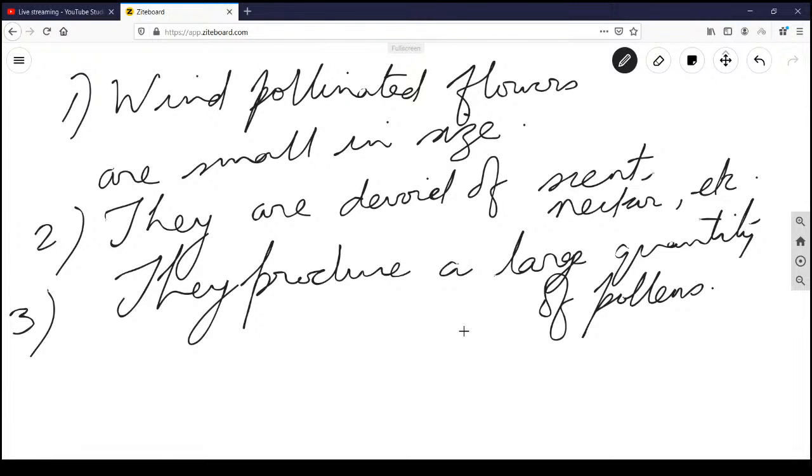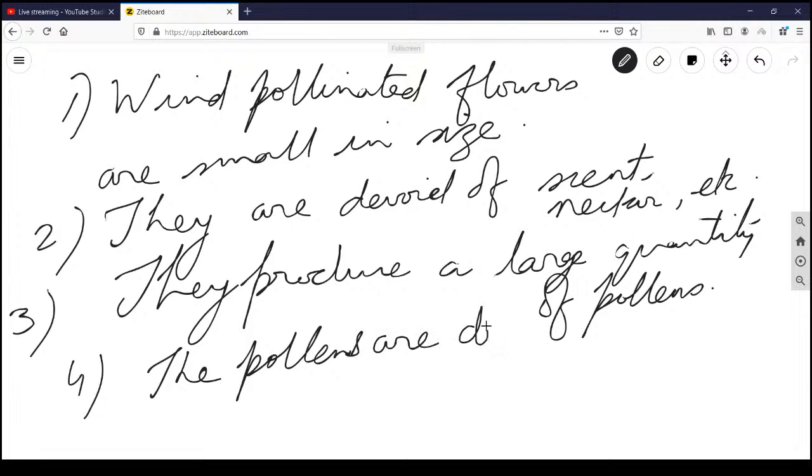Then the pollen grains are dry and unwettable, because they need to be carried through the wind, so they need to stay light, otherwise they land only at a very short distance. That would negate the purpose of wind pollination. So the pollen grains are dry and unwettable. They do not become wet easily.